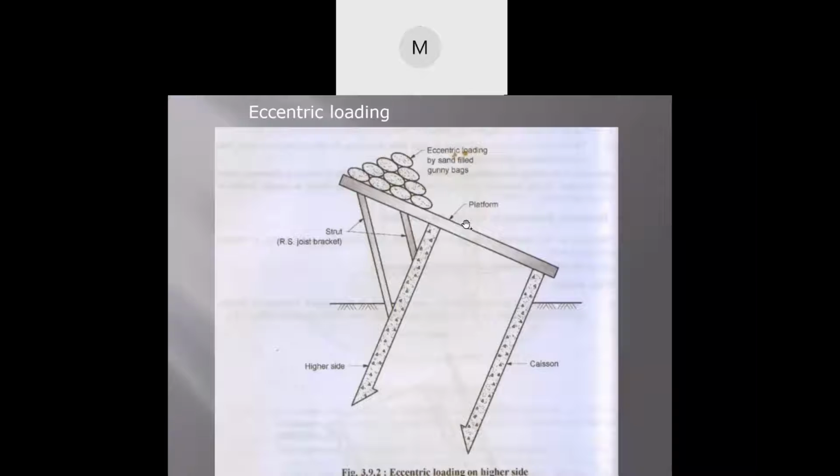Then there is eccentric loading. Now, what is eccentric loading? If the caisson is tilted in this manner, then on a platform you will be placing an eccentric load of sand-filled gunny bags, like the bags of cement, or bags made of jute. They are filled with sand. Then the load is given on the other side where it has tilted, and eventually it will come to shape.